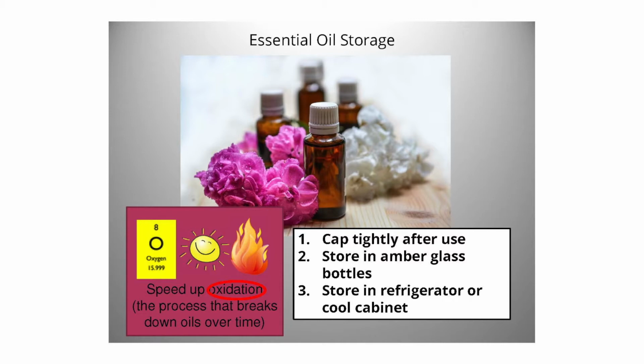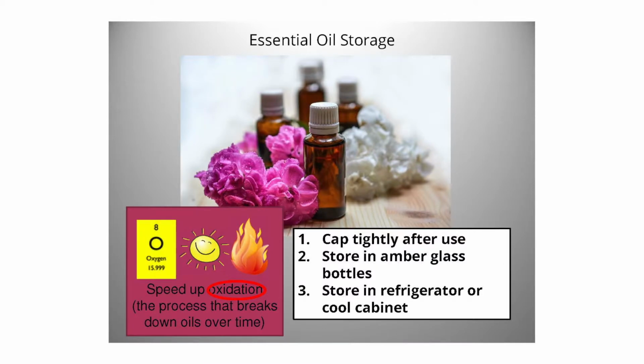Number one, oxygen. Number two, UV light, sunshine, light. And number three, heat. So if you protect your oils from these three elements, you will lengthen the time that your oils don't go bad. And there's three ways that you can do this.